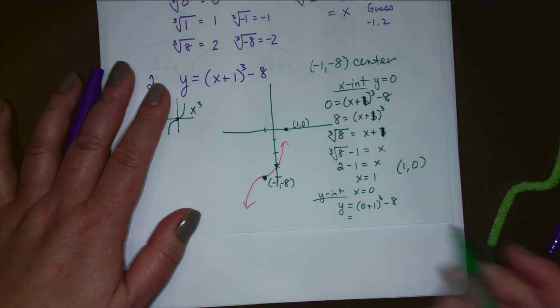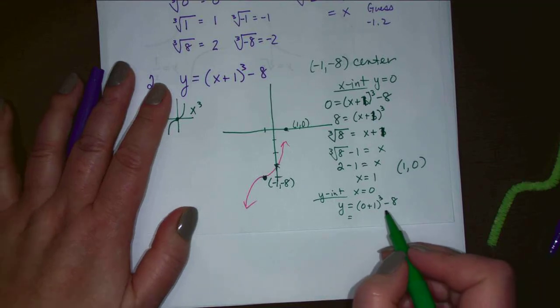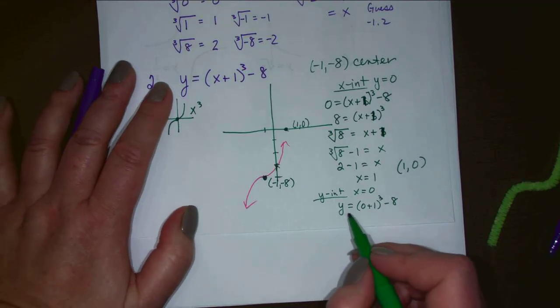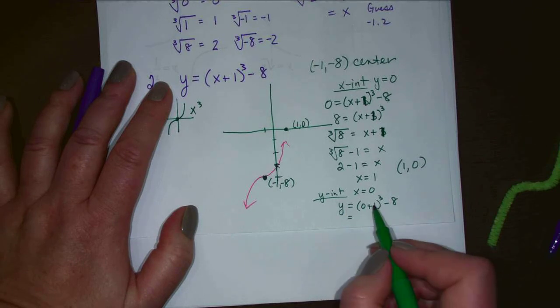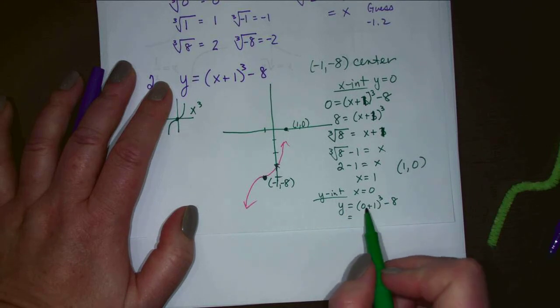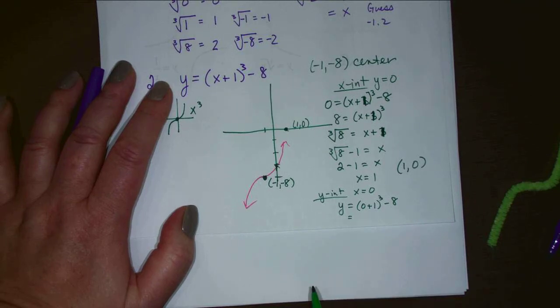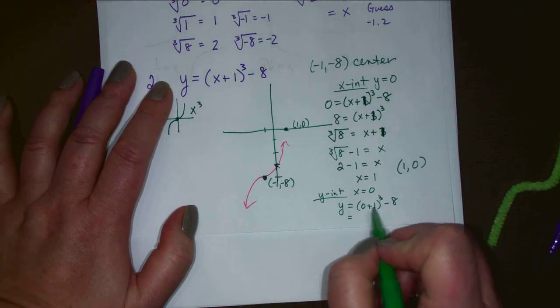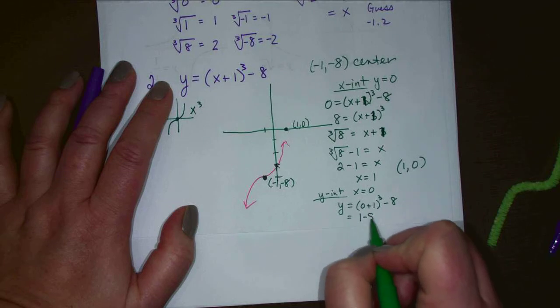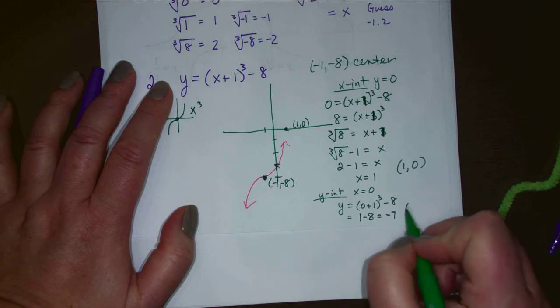1. These are the kind of things that I'll write a graph for my daughter in this form. I do a little table of values, and I get her to plug in different numbers and then plot the points and see if it looks like the basic graph. So order of operations practice. 1 cubed, 1 minus 8, negative 7.